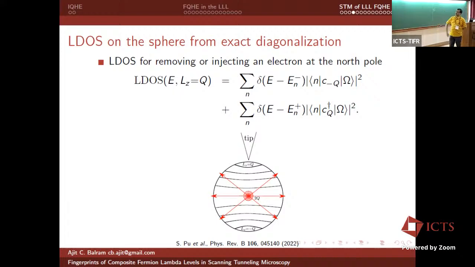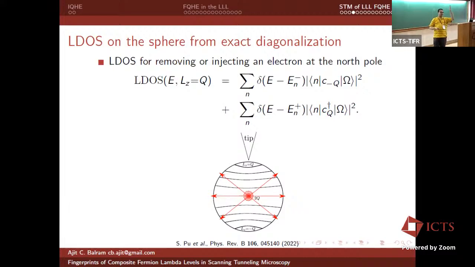So one thing you can do quickly is to compute the local density of states for removing or injecting an electron at the north pole. In the Landau level, there is this nice feature that position and momentum are connected. So if you tunnel an electron locally at the north pole, which is this angular momentum q, that is also local in space. So you're going to put an electron in this topmost orbital near the north pole at some energy E. That amounts to either removing an electron from orbital minus q or adding an electron at orbital q on the ground state.